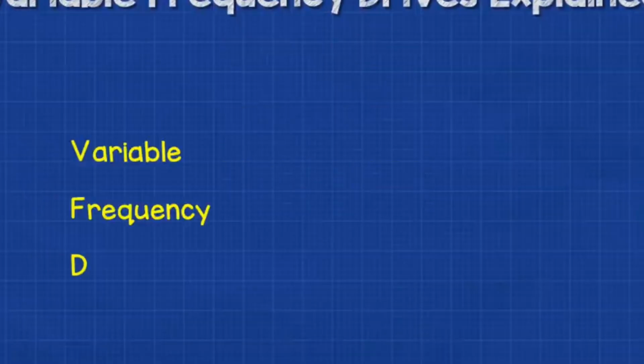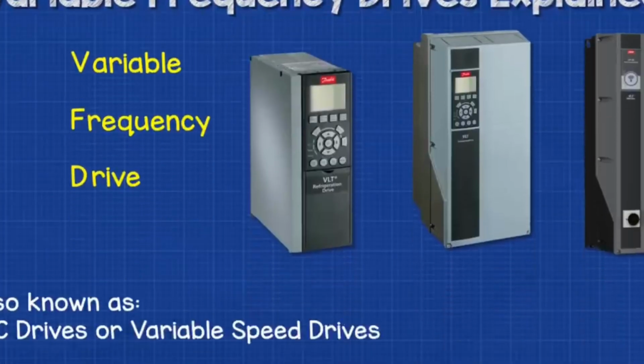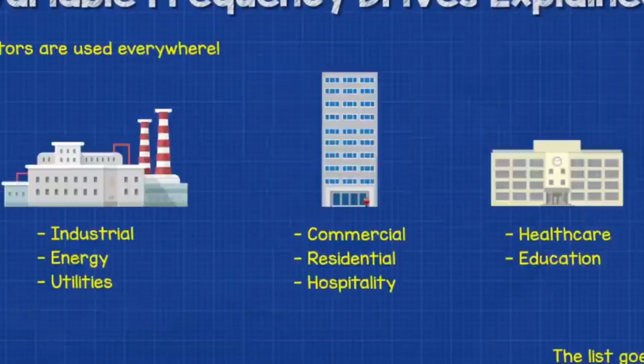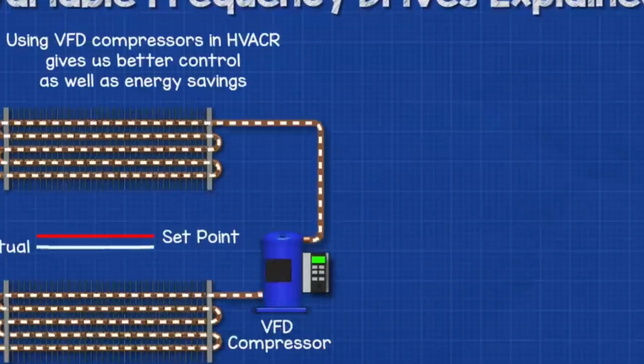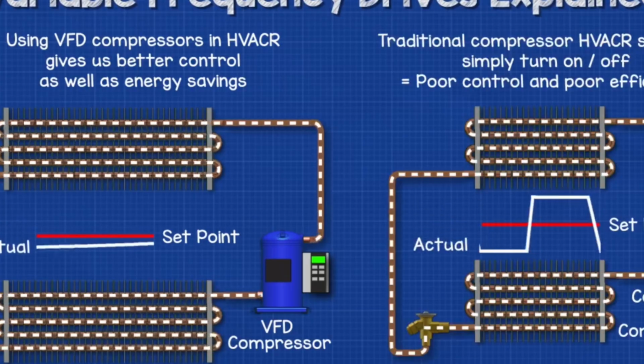VFD stands for Variable Frequency Drive, and they look something like this. You might also hear them referred to as AC drives or variable speed drives, and that's because they are used to control the rotational speed of an AC motor. We find AC motors and VFDs used in all industries, but especially HVAC. For example, we can find them used to control a compressor's speed in a refrigeration system, and that allows us to closely match the cooling demand, which will result in significant energy savings.